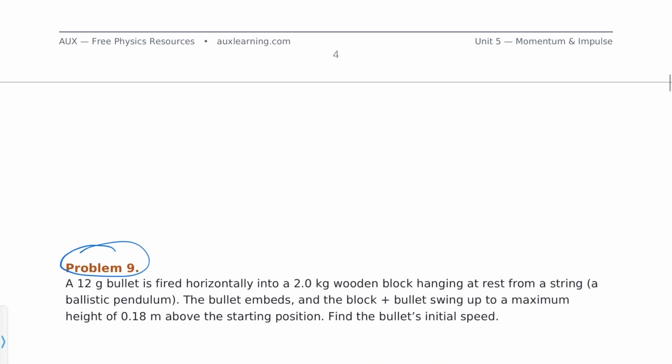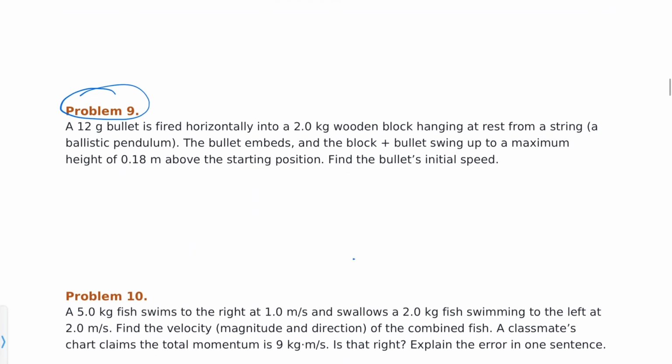Okay. So now let's go over another problem that I wanted to go over, problem 9. A 12-gram bullet. So before I even write anything, you remember momentum is measured in mass times velocity, and that mass is in kgs, right? Momentum's unit is kg meter per second, not gram meter per second. So we need to convert this to kgs: 0.012 kilograms.